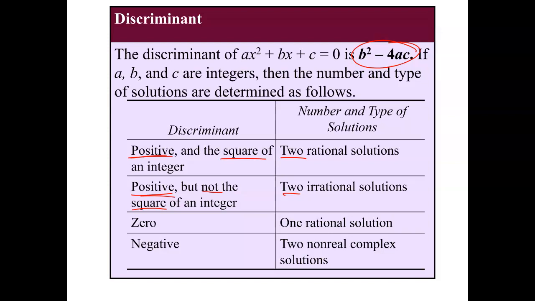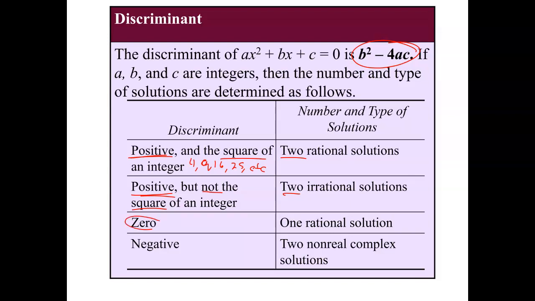So if my discriminant ends up being something like 4, or 9, or 16, or 25, etc., then I will always have 2 rational solutions. That means I can also factor that quadratic. Sometimes I want the factors rather than just the roots. If it's any other number other than a perfect square, then it's going to be 2 irrational solutions.